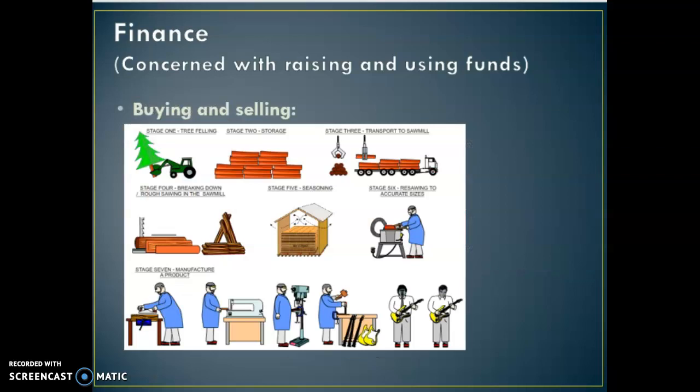Under financing, we also need to look at the issue of buying and selling. You see, some businesses need to buy raw materials in order to manufacture the final products, while some businesses buy and sell goods and services.